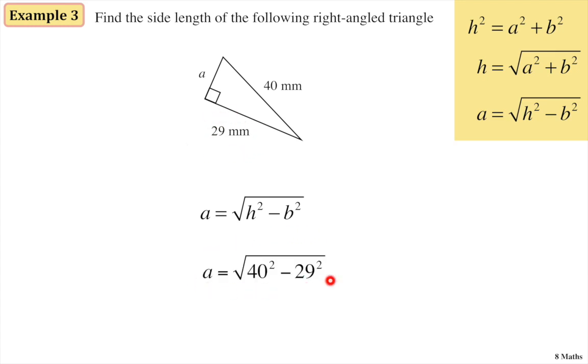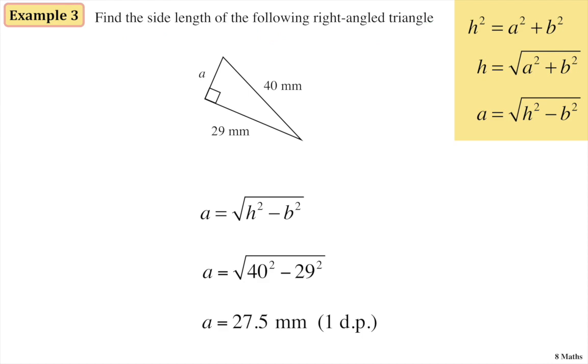And that's the first line of working that I'm looking for you to get a mark. Put that into your calculator, the square root of 40 squared minus 29 squared. And if I round it to 1 decimal place, the answer is 27.5, and it's millimeters for this one. But notice I've rounded it to 1 decimal place. The question didn't say to round it to 1 decimal place. I chose to do that. And you're allowed to do that. Unless the instructions tell you how many decimal places to round it to, you can choose.